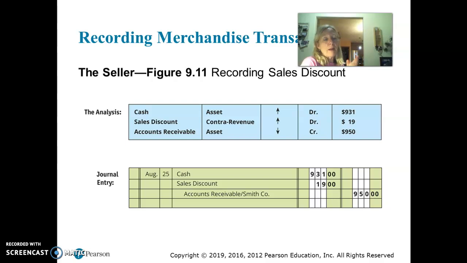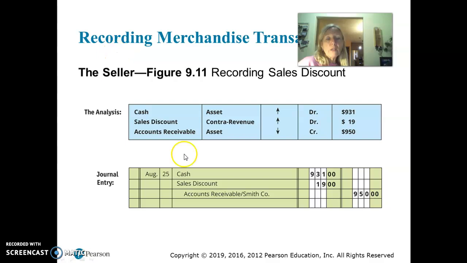He buys the TV on account, and he takes it home, and you send him a bill, and on that bill it says, if you pay this within 10 days, we'll give you a 2% discount. Well, lo and behold, he pays it within 10 days.